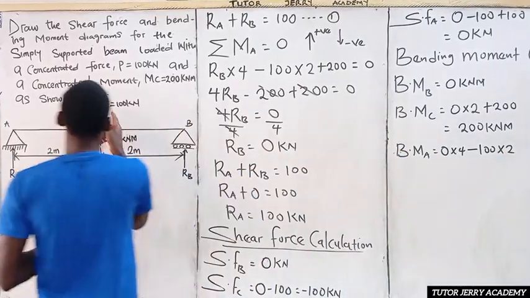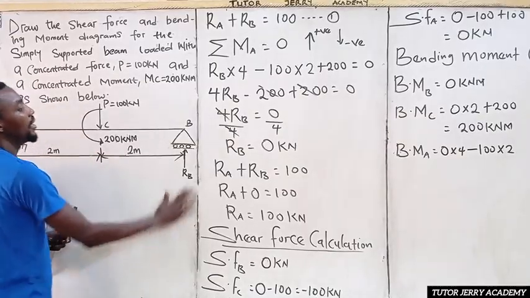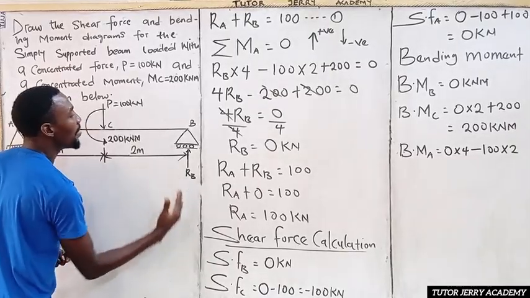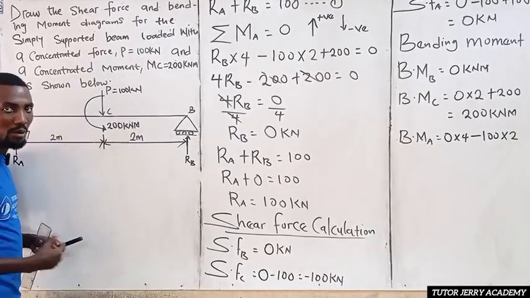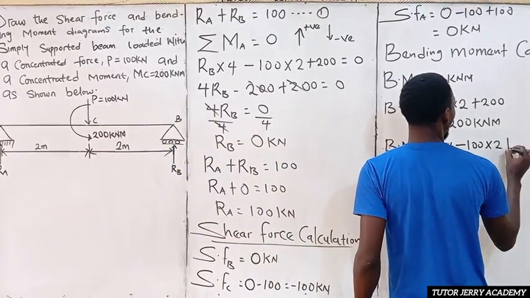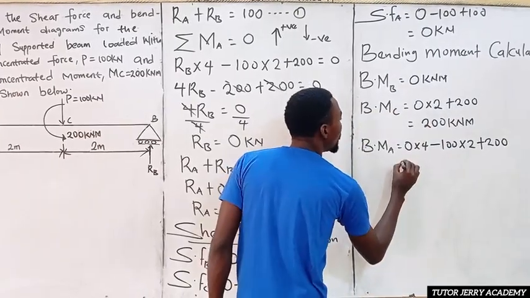Now, this is our anti-clockwise moment. Our anti-clockwise moment is positive, because we are given that upward force should be positive, and we know that if we have an upward force, it means we are also going to have an anti-clockwise moment. So this is going to be plus 200. We have to consider that.